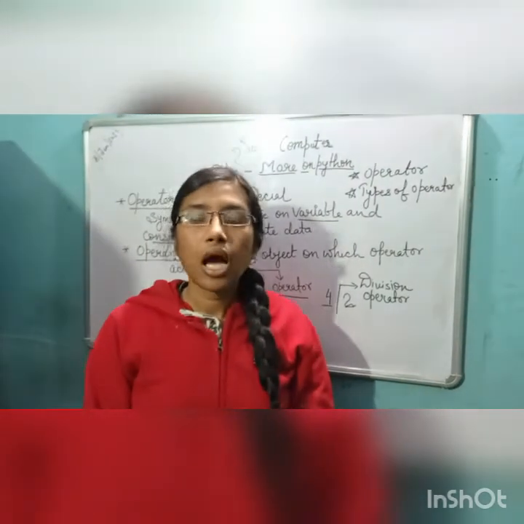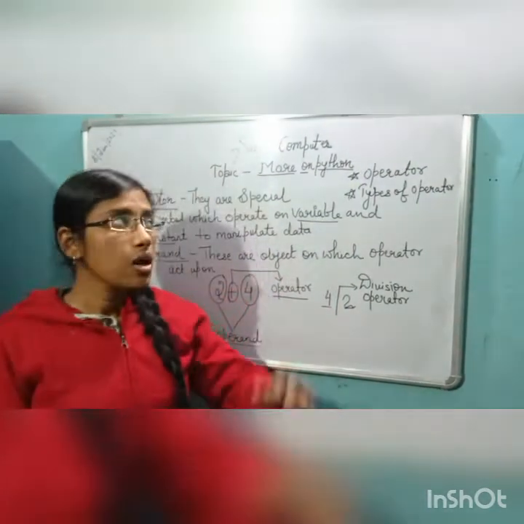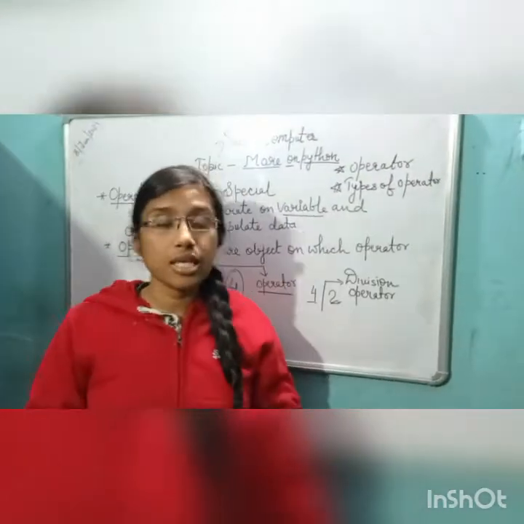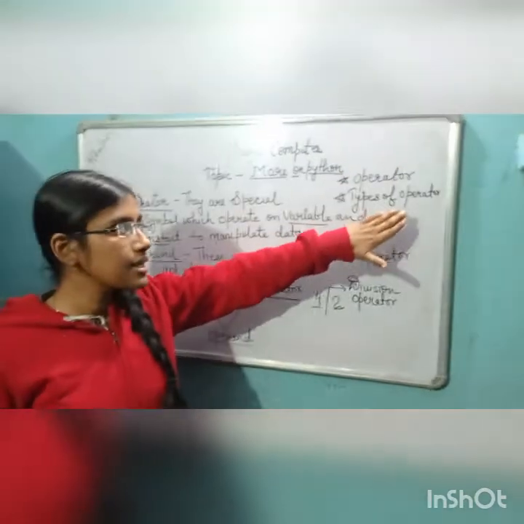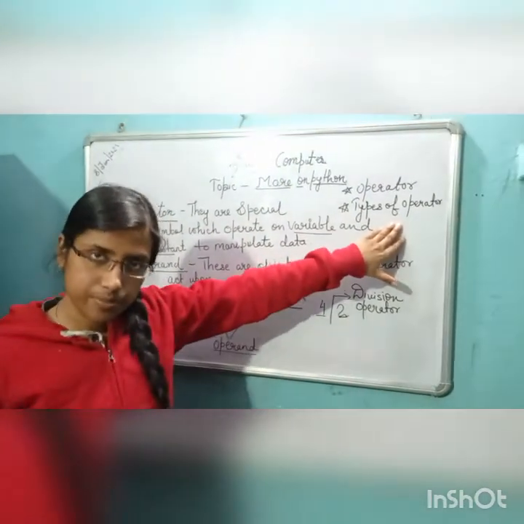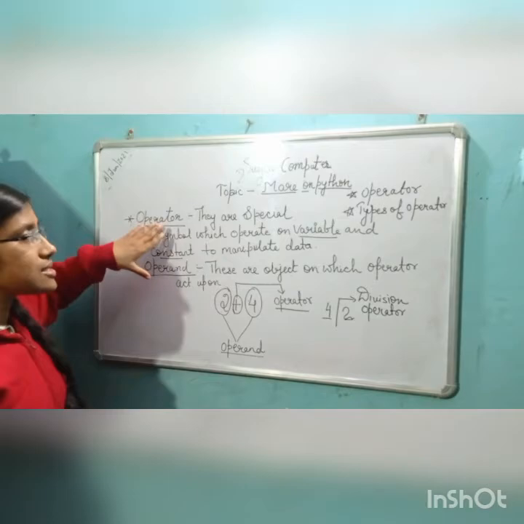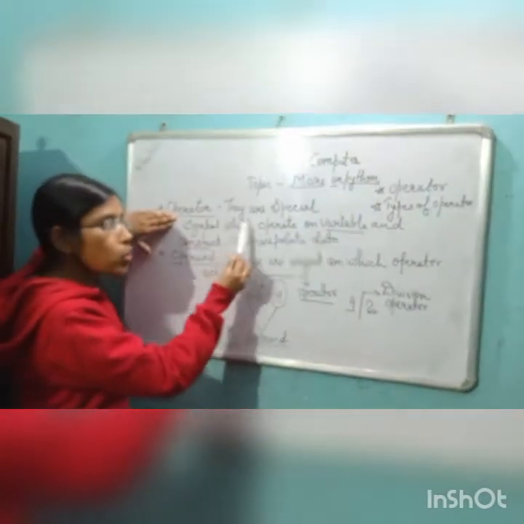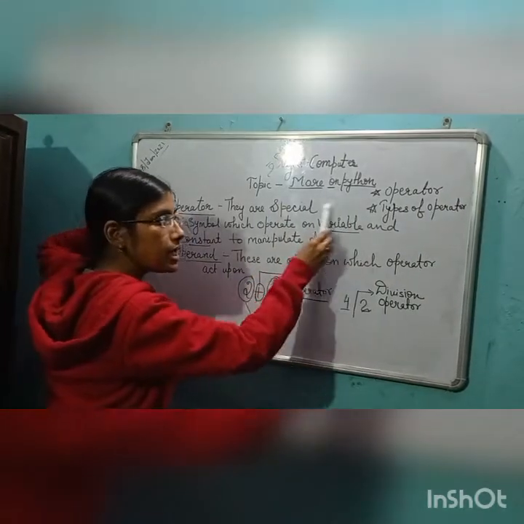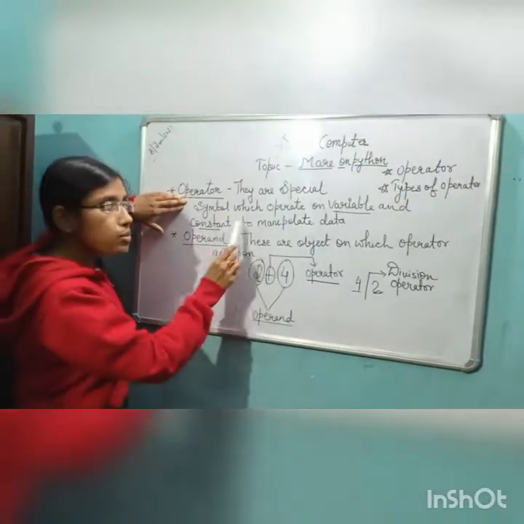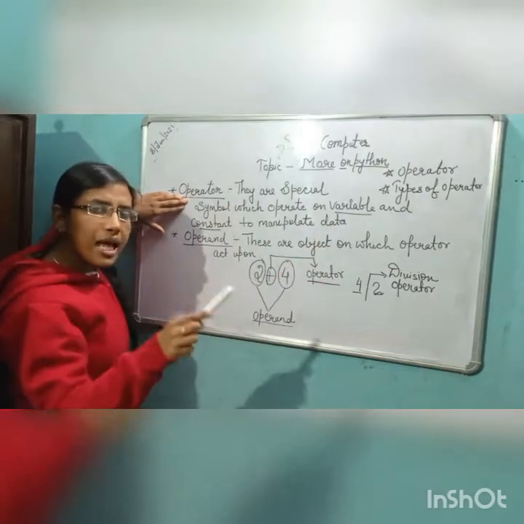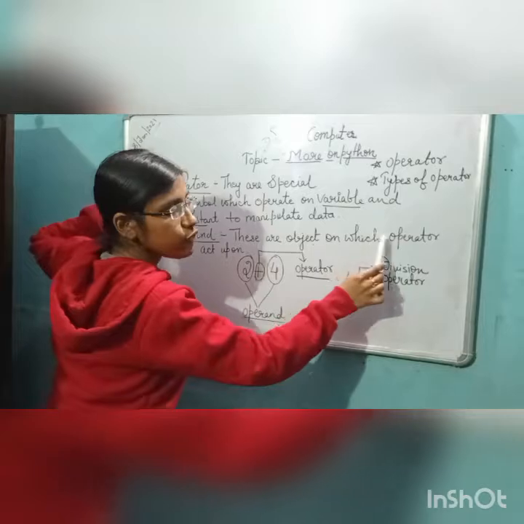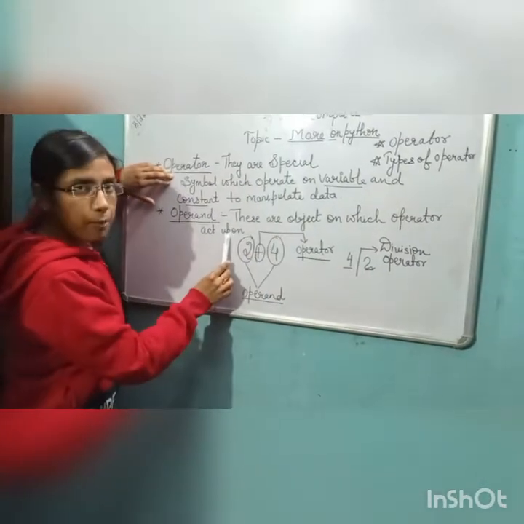Let's start our today's topic, that is more on Python. In this chapter, firstly we will learn about operators and types of operators. Let us understand operator. They are the special symbols which operate on a variable and constant to manipulate the data. Next term, operand. These are the objects on which the operator acts upon.